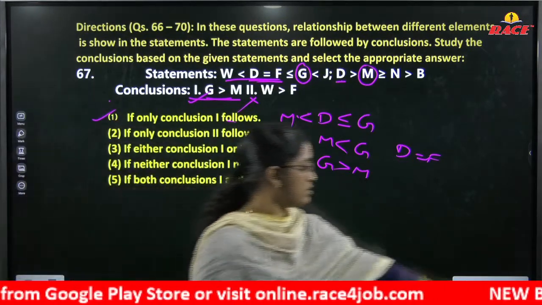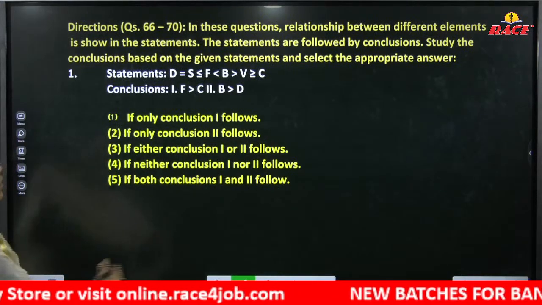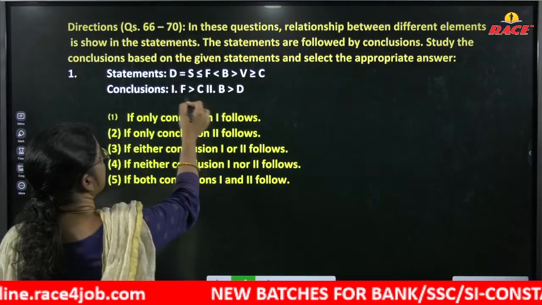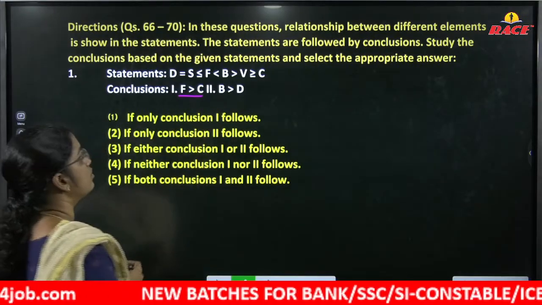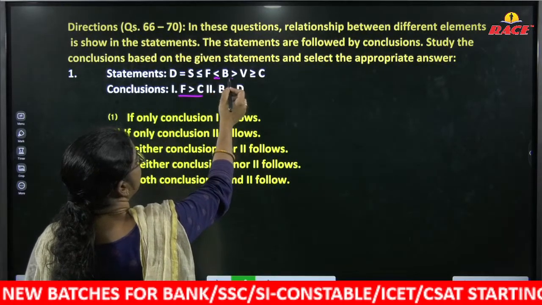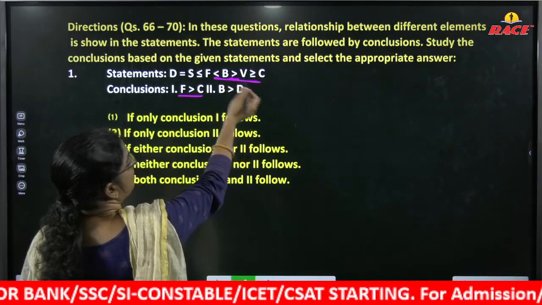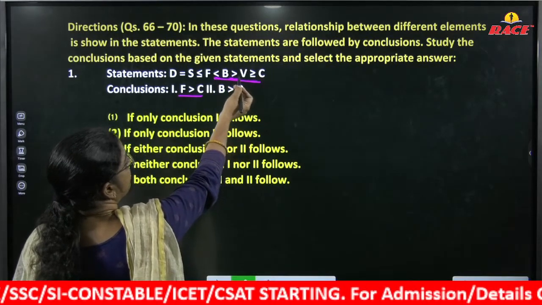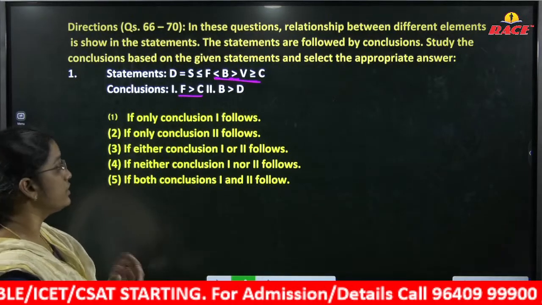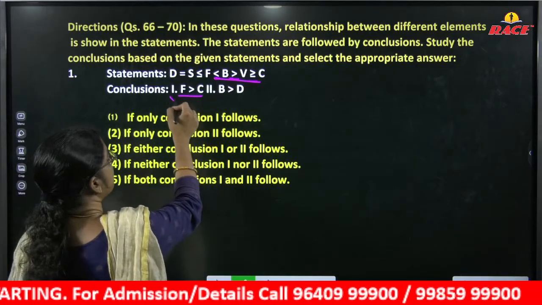Next, question number 3. Our next question is related to the same inequalities. Here they are giving the first conclusion: F greater than C. In between F and C we have less than, greater than or equal. Observing that these are all opposite symbols, there is no relation between F and C. We don't know the exact relation between F and C, but they are giving a particular relation. That means that is wrong.